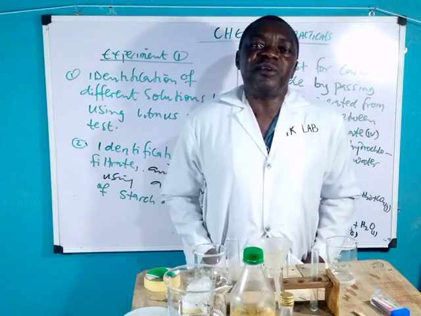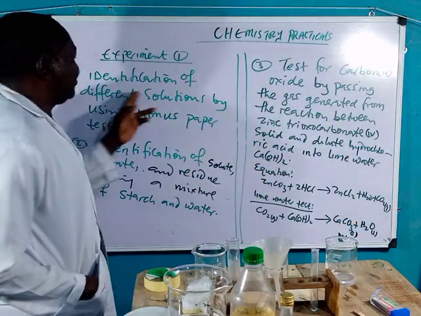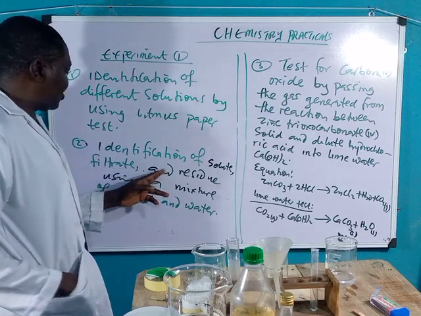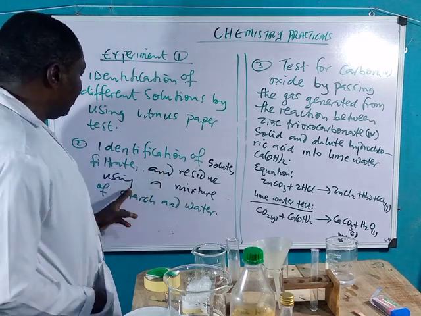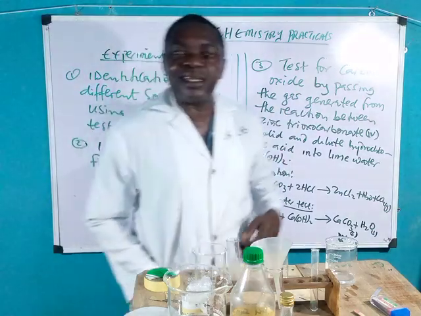Today, we are going to have a look at three simple practicals. The first one is identification of different solutions by using litmus paper test. Second one is identification of solute, filtrate, and residue using a mixture of starch and water. While the last one is a test for carbon dioxide.